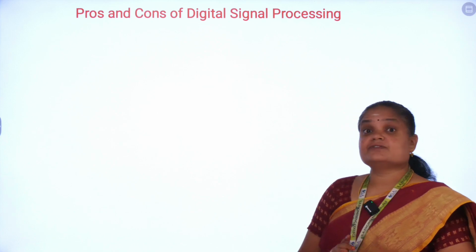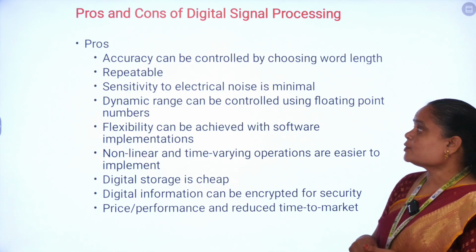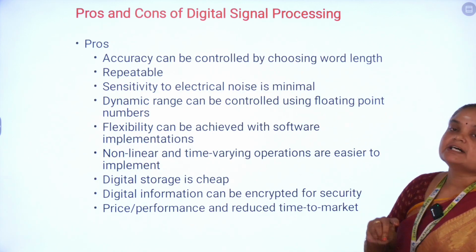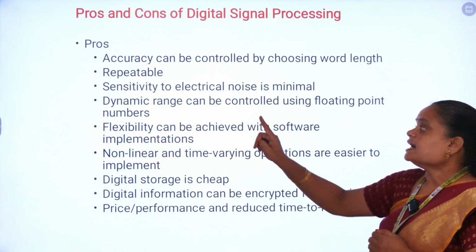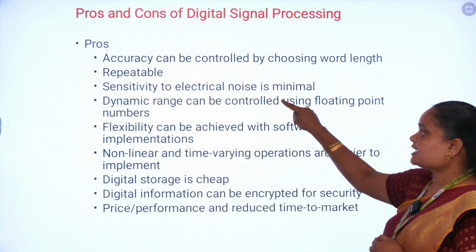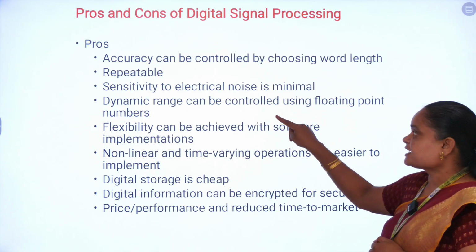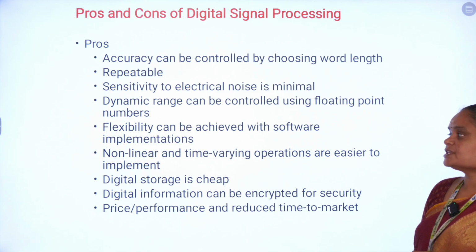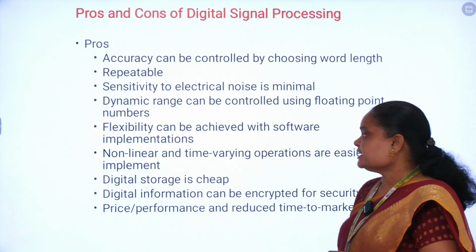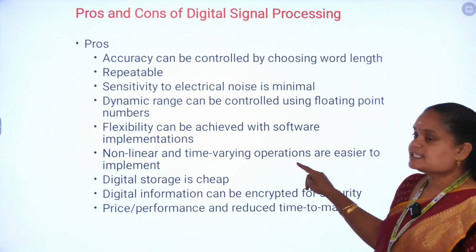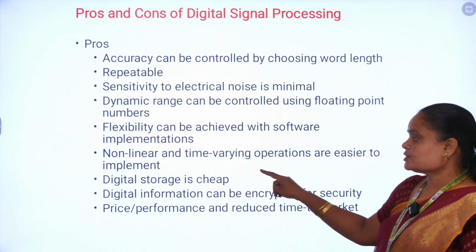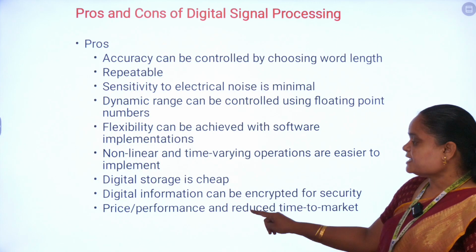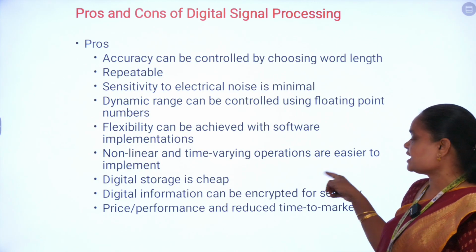The advantages and disadvantages of digital signal processing. Pros: accuracy can be controlled by choosing word length. So accuracy is controllable, and repeatable. Sensitivity to electrical noise is minimal. Dynamic range can be controlled using floating point numbers. Flexibility can be achieved with software implementations. Non-linear and time-varying operations are easier to implement. Digital storage is cheap. Digital information can be encrypted for security. Price and performance, reduced time to market.